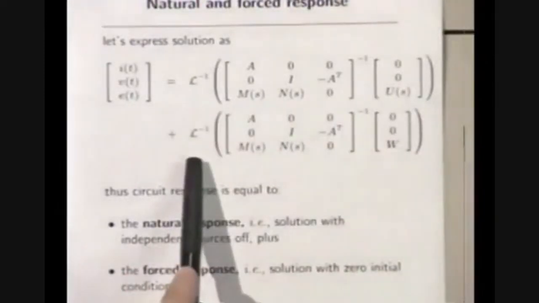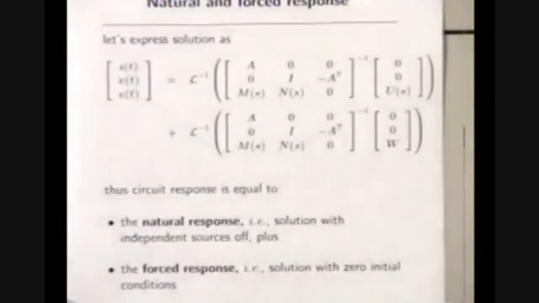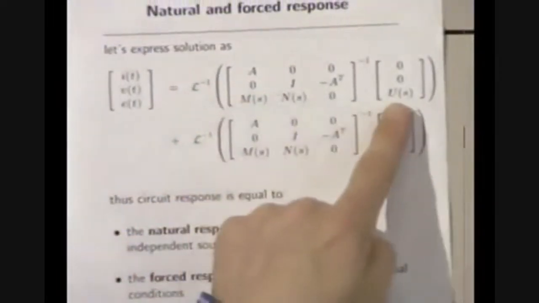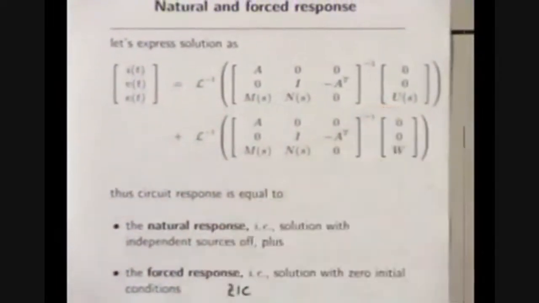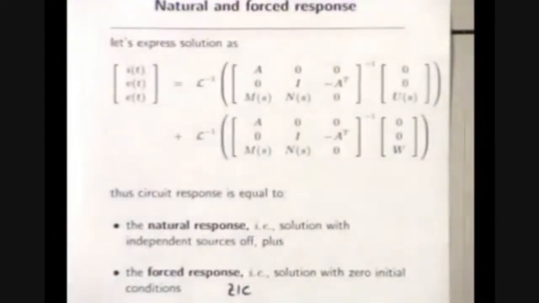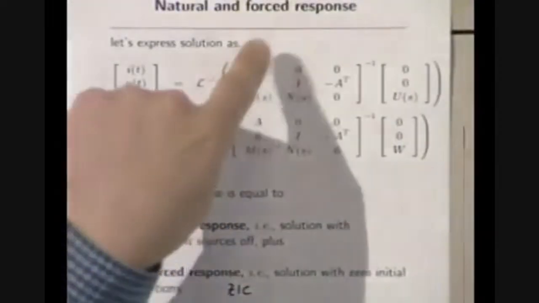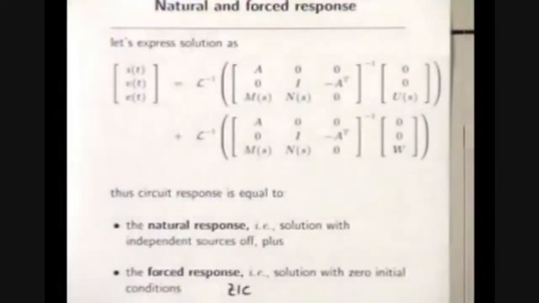These have different names. This part is called the natural response of the circuit, and this part is called the forced response, or the zero initial condition response, which some people call the ZIC response. Now, an interesting fact is that the forced response is linear in the Laplace transform of the input signal. That, of course, means that all voltages and currents in a linear circuit are given by convolution of the input signal with something, in fact, the inverse Laplace transform of this. And we're going to talk about that in detail.